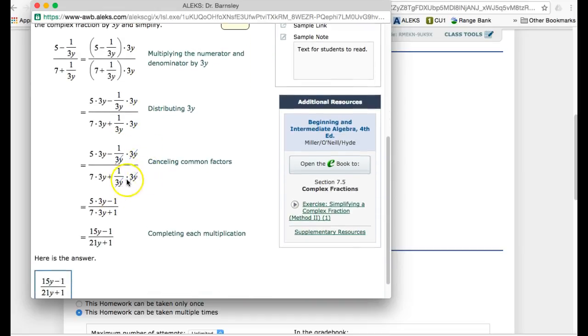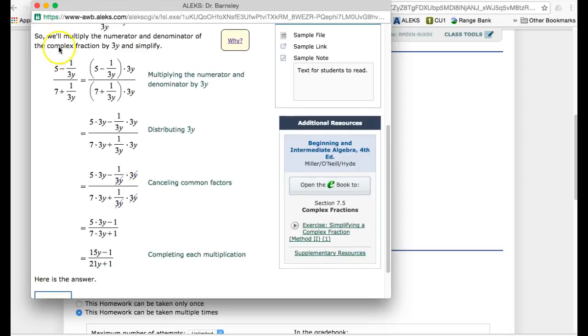Then down the denominator, the same thing, you just pick up the 1 there. So the first term multiplies to be 15y. The second one cancels, the 3y's cancel, you just get 1. And then etc. So notice the strategy changed significantly.